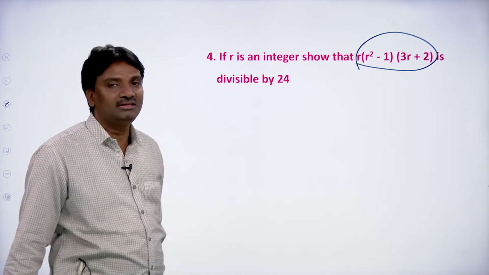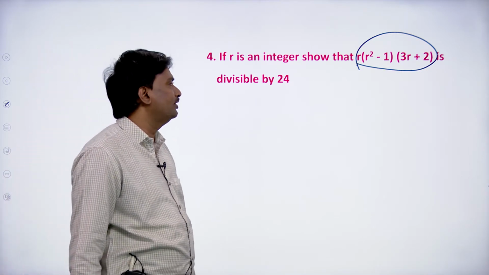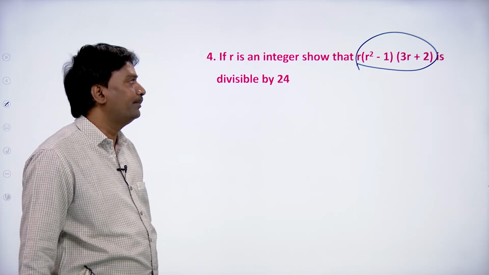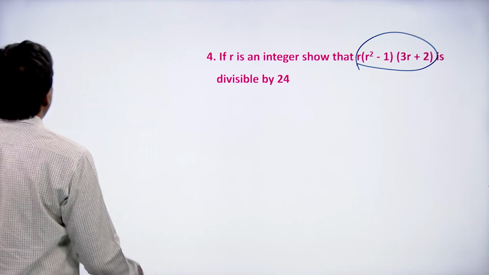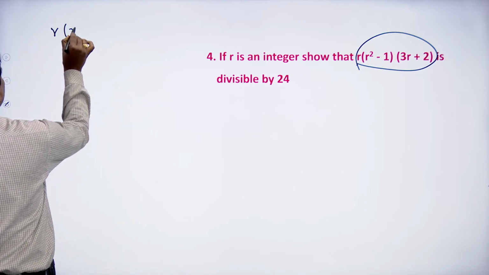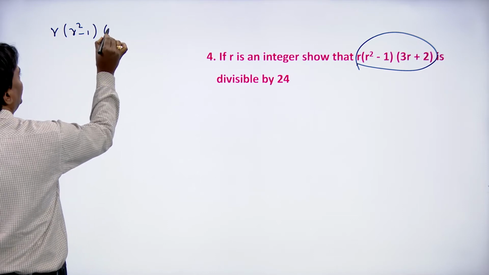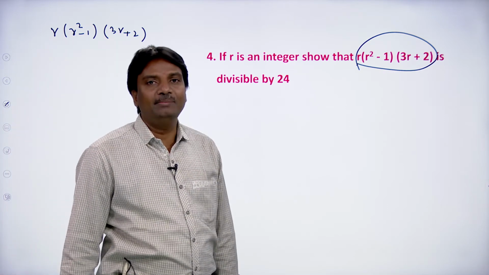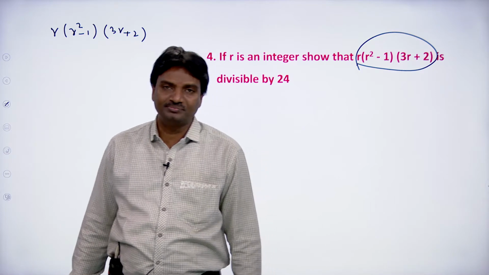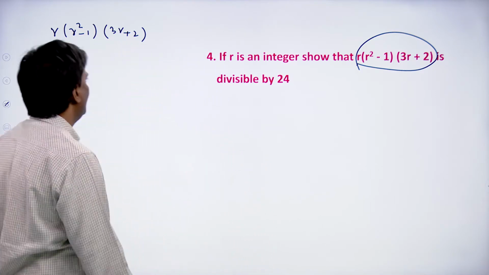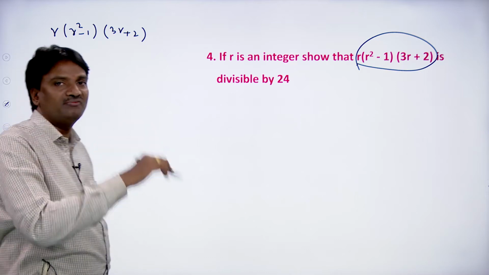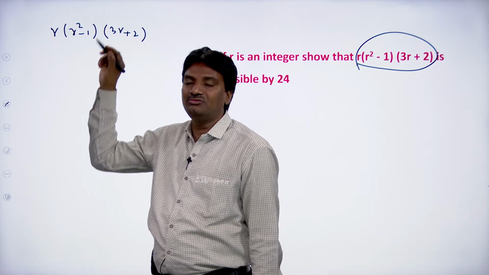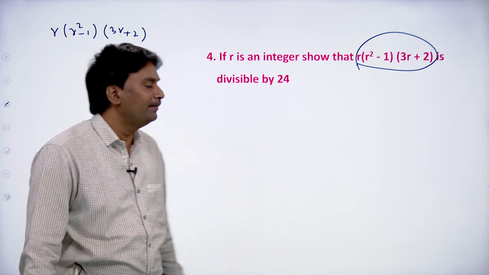If r is an integer, then show that r into r square minus 1 into 3r plus 2 is divisible by 24. Here r square minus 1 can be written as r minus 1 into r plus 1, because this is in the form of a square minus b square, where 1 can be written as 1 square. So r square minus 1 square is a minus b into a plus b.